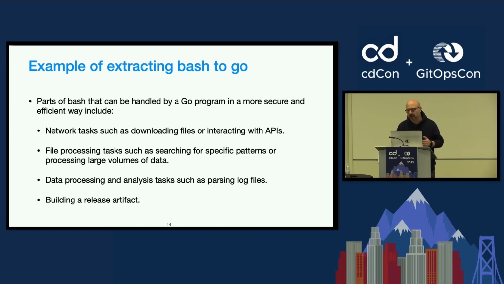Other candidates are processing large amounts of data, or parsing log files, or looking for specific patterns. I know the Kubernetes project built this whole release tool in Go, and they use that. To make it easier, they pull the release notes from the different commits and do stuff like that. I think it would be a lot easier in a language like that, and being tested, than doing it in Bash.